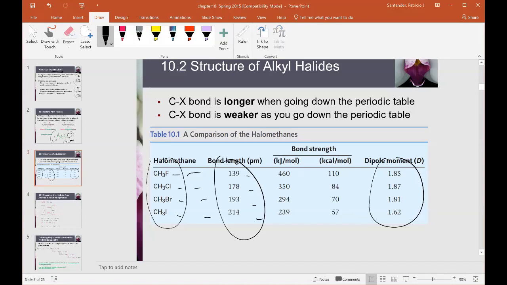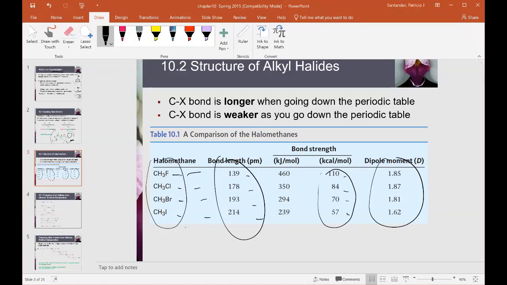As far as the bond strength, you can see that as you move down from fluorine to iodine, the bond strength gets weaker and weaker. So it's much more difficult to break a carbon-fluorine bond than a carbon-iodine bond. We will get to see that in chapter 11 when we analyze nucleophilic substitution, where it is going to have some influence on the rate of the reactions.